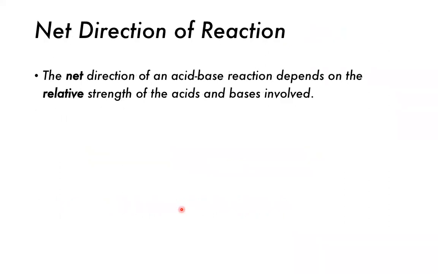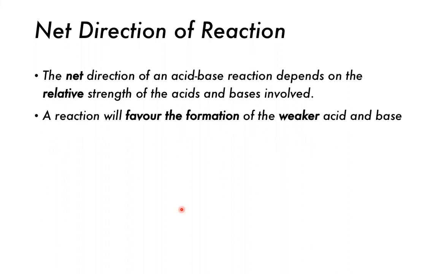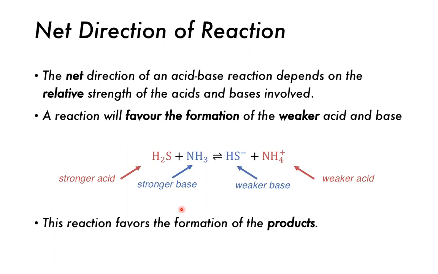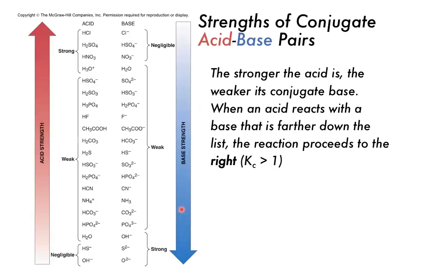So the net direction of a reaction. The net direction of an acid-base reaction depends on the relative strength of the acids and bases involved. The reaction will always proceed to form the weaker acid or base. So a reaction will favor the formation of the weaker acid and base. If we have hydrogen sulfide and ammonia reacting to form HS minus and ammonium, then we have a stronger acid and a stronger base reacting to give a weaker acid and a weaker base. Hydronium is a weak base or a weak acid. So this reaction favors the formation of the products.